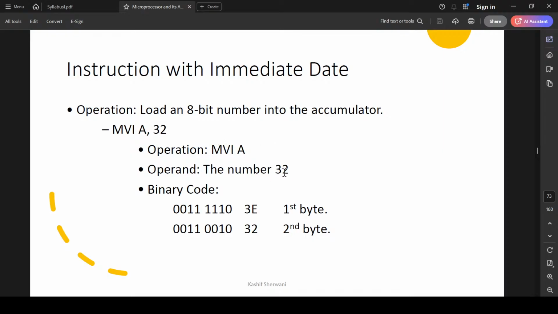So directly, not from the memory location. This number is 32 only. The input is only 32, not the location. So MVI A and the operand is 32. Binary code. What is this?